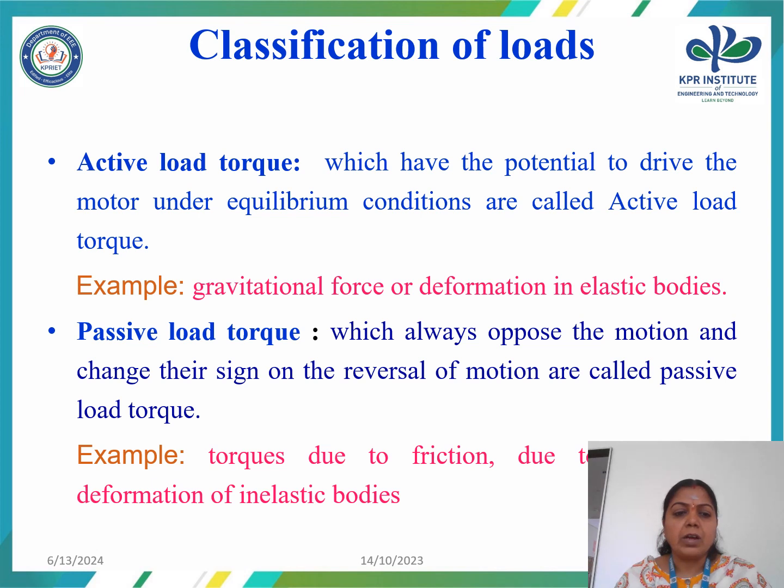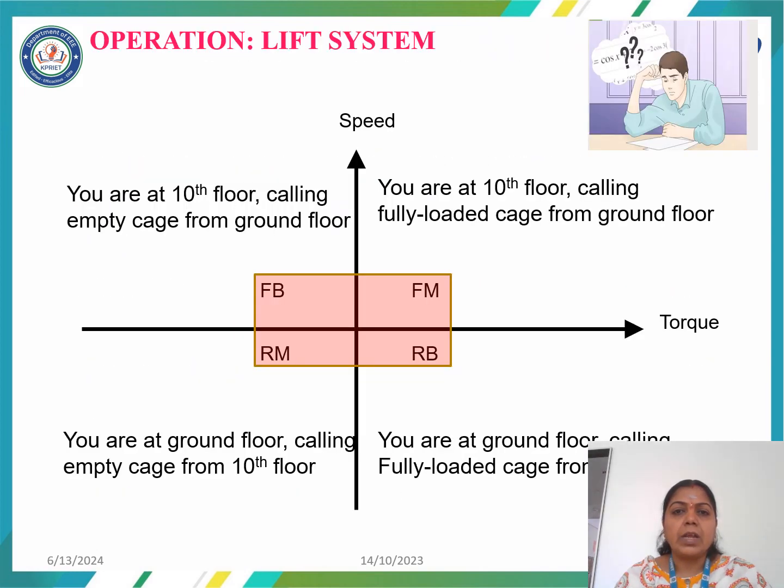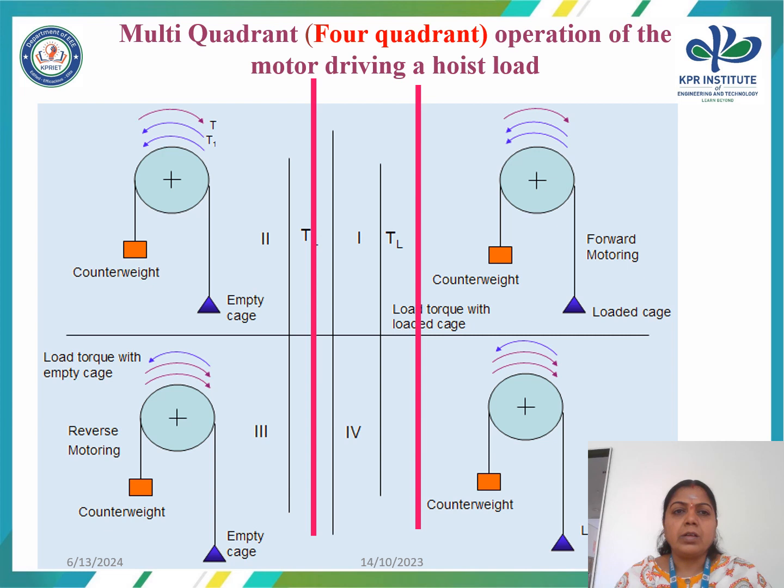Classification of load: one we can call an active load, another we can call a passive load. Examples of an active load: gravitational force or deformation in an elastic body. Whereas in a passive load: torque due to friction and the deformation of inelastic bodies. So this slide shows the torque speed characteristic in 4-quadrant operation. This is the first quadrant, forward motoring; second quadrant, forward braking; third quadrant, reverse motoring; fourth quadrant, reverse braking. So this is a 4-quadrant or multi-quadrant operation of a motor driving a hoist load.